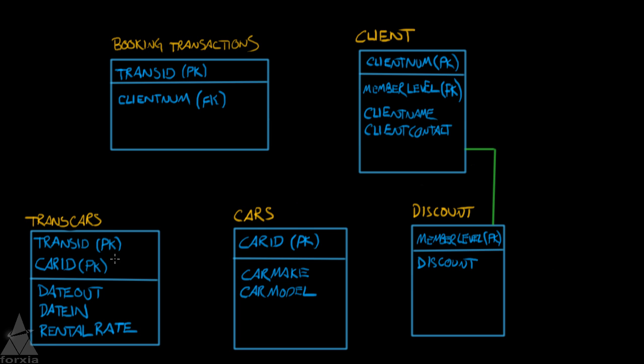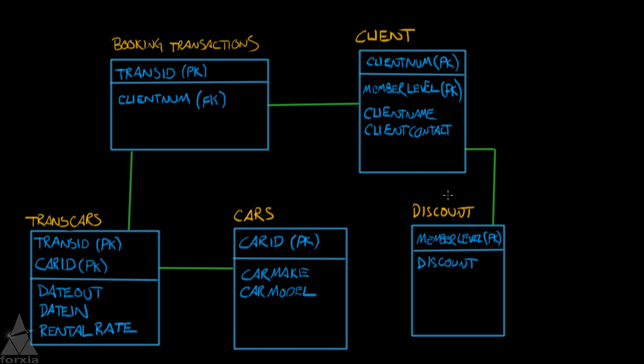Now cars, let's take a look at cars. Cars has a link back to Trancars, so I'm going to draw a link into here, and Transcars links to the original transaction, so I'll draw a link there, and client then links also to transaction. So none of the entities are on their own.